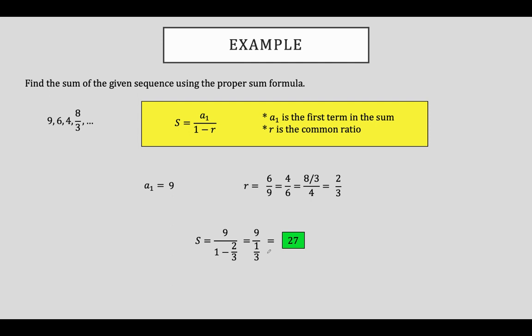All right, so there we have it, the sum of an infinite geometric sequence. Again, this only applies if the absolute value of r, of our common ratio, is less than 1.